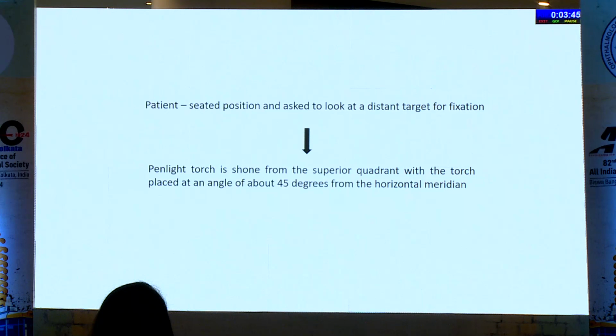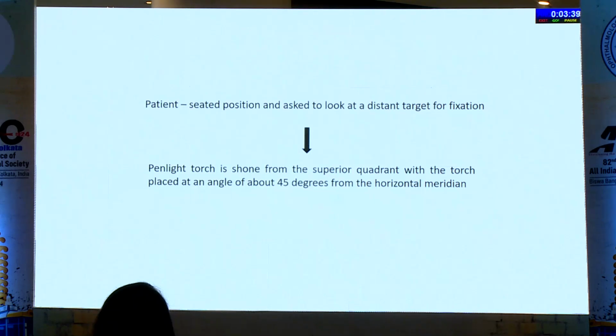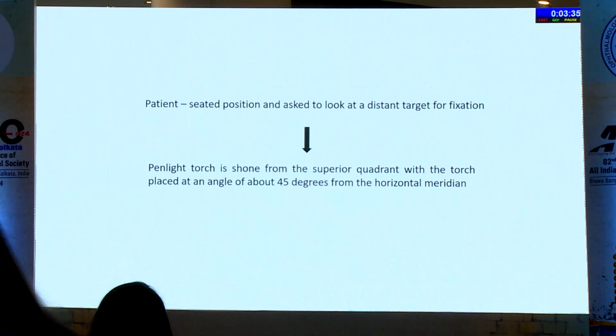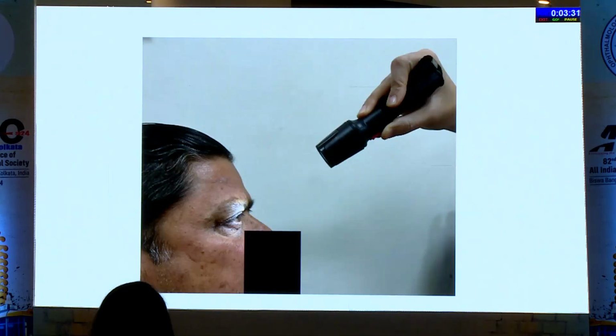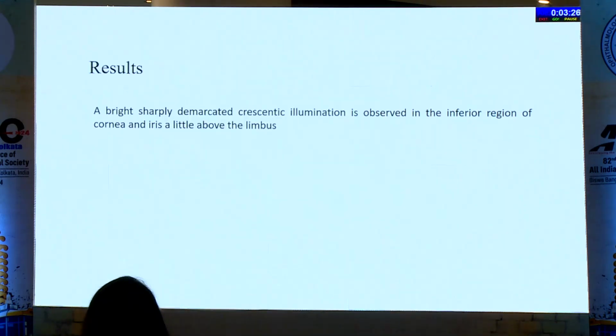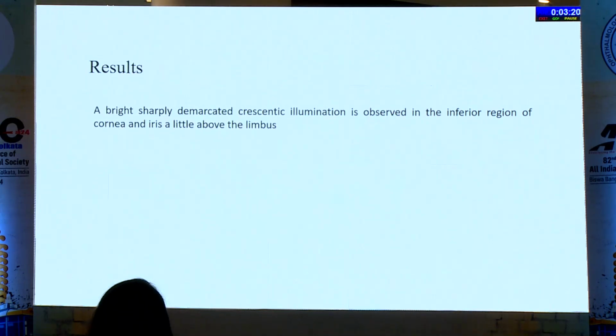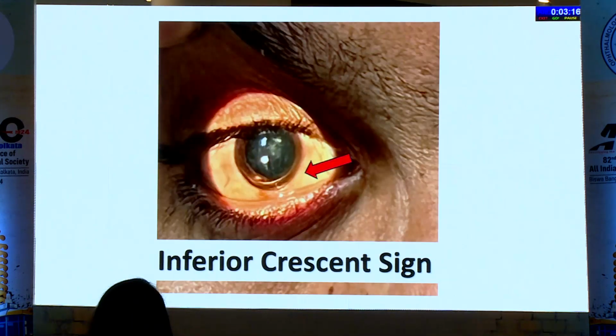What we did was we asked the patient to sit comfortably and gave him a distant target for fixation. Thereafter, a pen light torch was shown from the superior quadrant at around 45 degrees from the horizontal meridian. What we could elicit in our cases was that a bright, sharp crescent illumination was observed in the inferior region of the cornea and iris just above the limbus. This was seen.